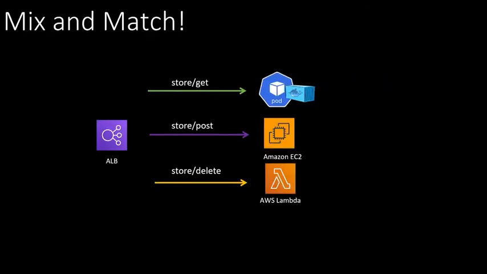So for example, store/get can run on a pod where your backend of the microservice is Dockerized into a container. Store/post can be hosted on Amazon EC2, and store/delete can run on AWS Lambda.